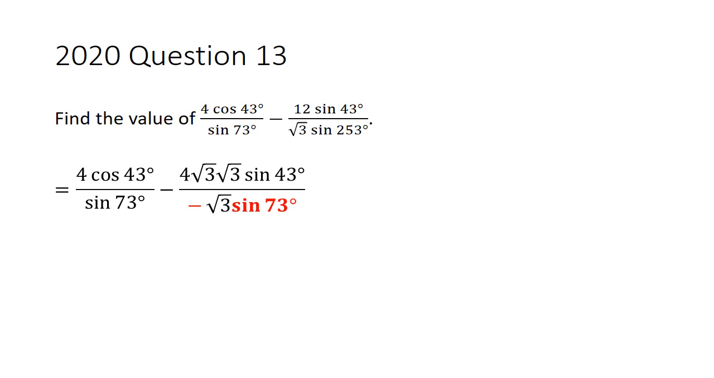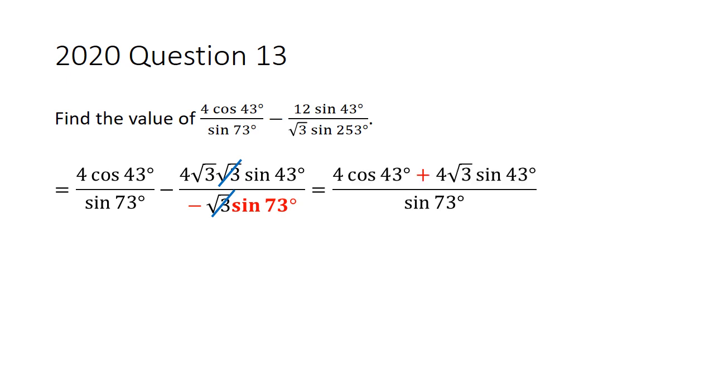This is because 253 degrees is a third quadrant angle, so it equals negative sine of the principal value in the first quadrant, which is 73 degrees. We can also convert 12 into 4 times root 3 times root 3. So the root 3 in the numerator and the denominator will cancel out. Then we can add the two fractions because they now have the same denominator. It will become 4 cosine 43 degrees plus 4 root 3 sine 43 degrees divided by sine 73 degrees.